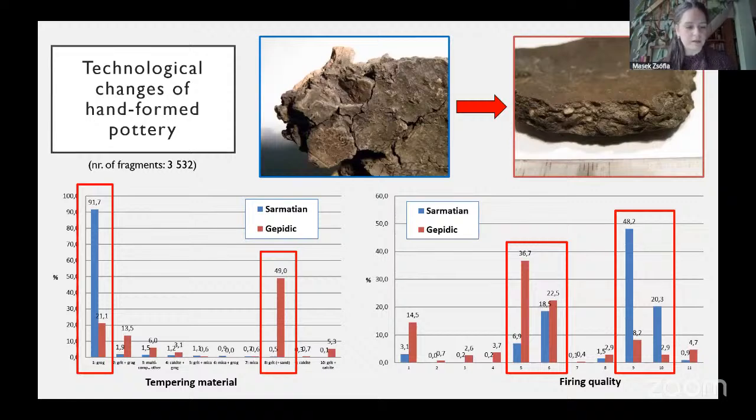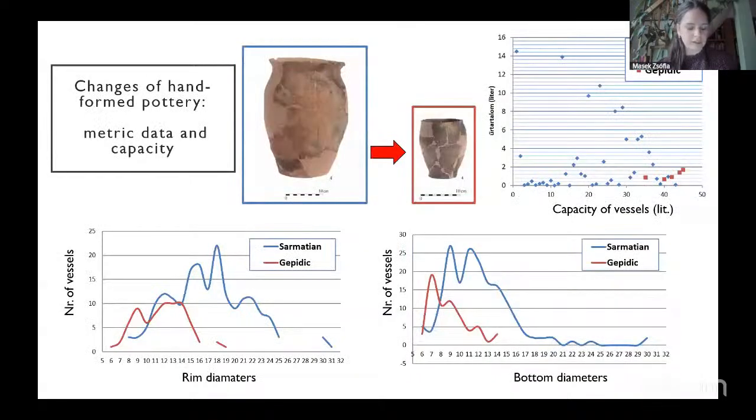I have analyzed the Sarmatian period hand-formed pottery from the same site using the same categories for descriptive statistics. As you can see, Sarmatian pottery is almost exclusively tempered with crushed potsherds or grog. Firing resulted in an oxidized reddish surface. The fabric is loose and poorly fired. Sarmatian hand-formed vessels show more significant variance in size and capacity.